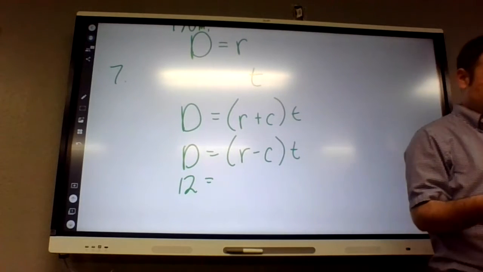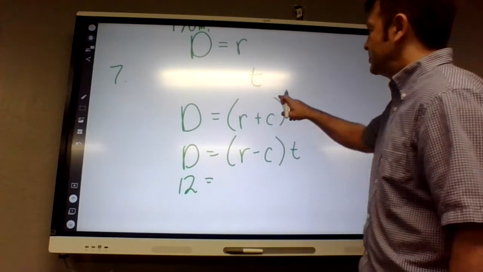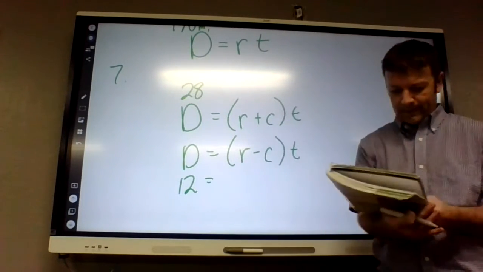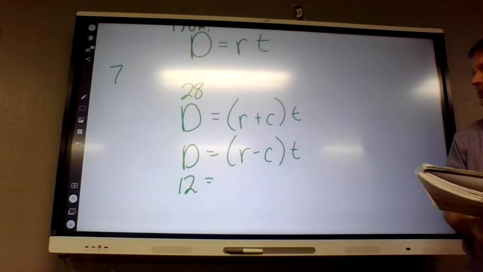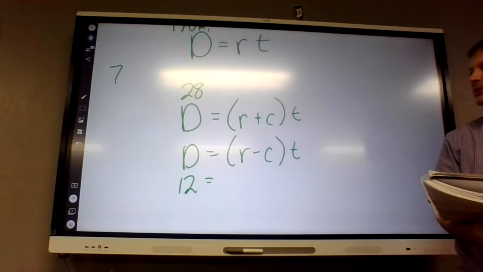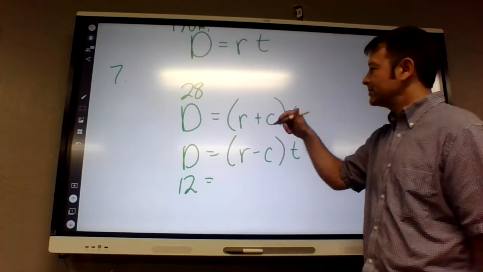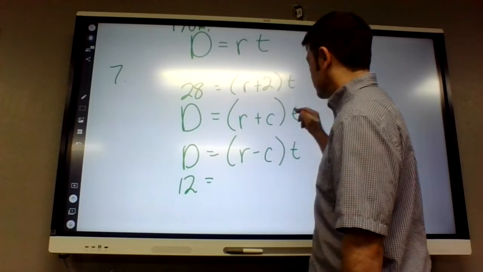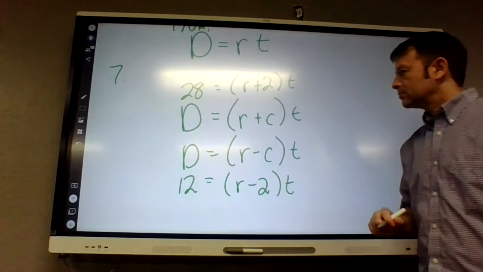And then it says 28 miles downstream. That would be this D. Determine the paddling rate in still water if the stream is 2 miles an hour. So the stream is 2 miles an hour. That's the current, so that would be the C. 2. And time stays the same for all.